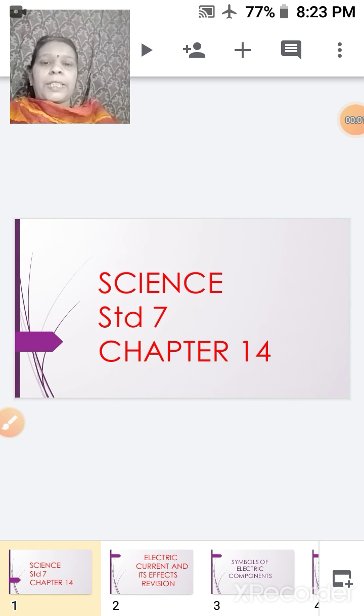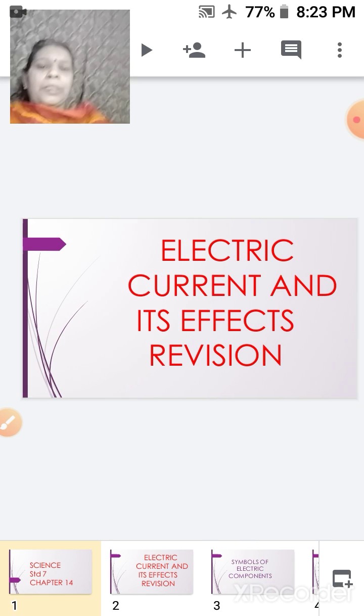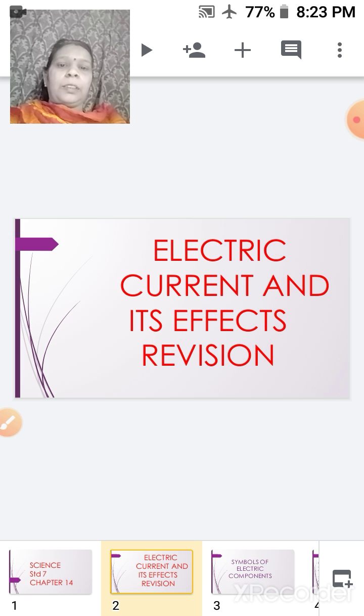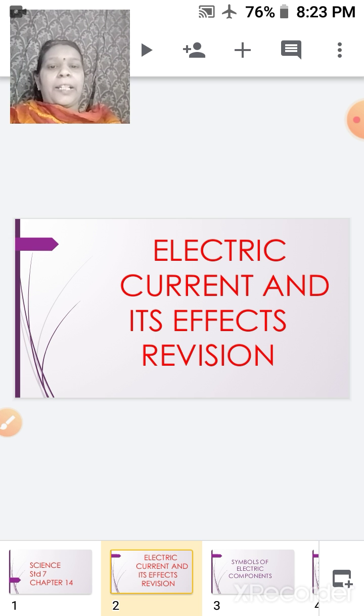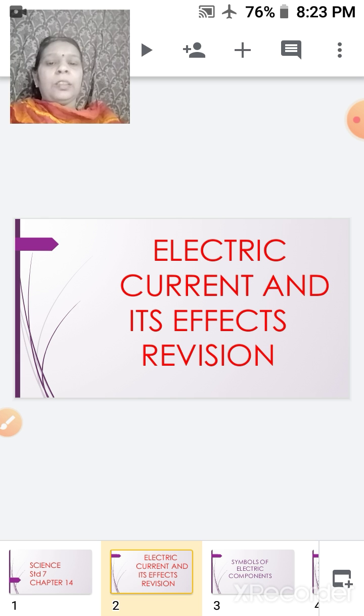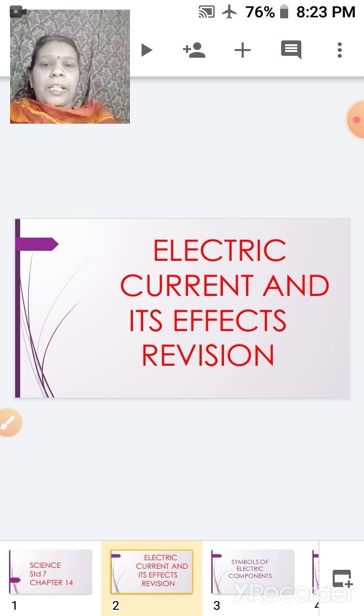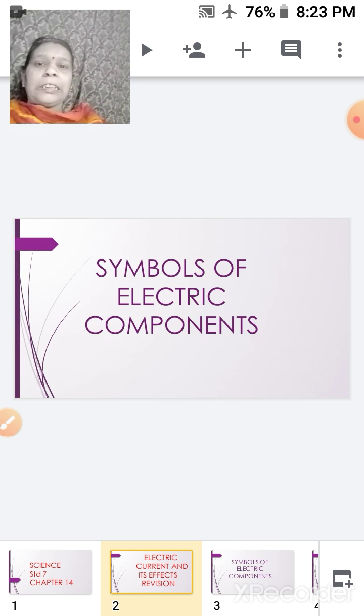This is your science period. We are doing the revision of chapter number 14, electric current and its effect. Children, we already had the revision on Wednesday with the same chapter, and all your doubts were cleared at that time.